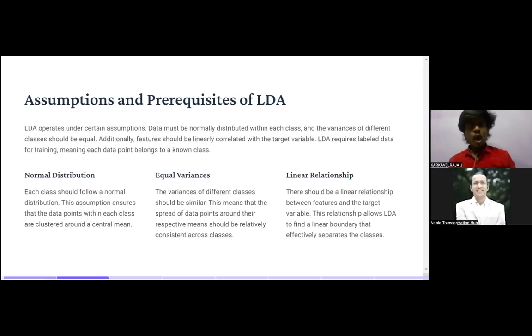LDA operates under certain assumptions. Data must be normally distributed within each class, and the variance of different classes should be equal. A mountain curve: all data should follow a mountain curve, and the variance of the classes in every data set should be the same. These are the two assumptions that we need to make. Additionally, features should be linearly correlated with the target variable. LDA requires labeled data for training, meaning each data point belongs to a known class.